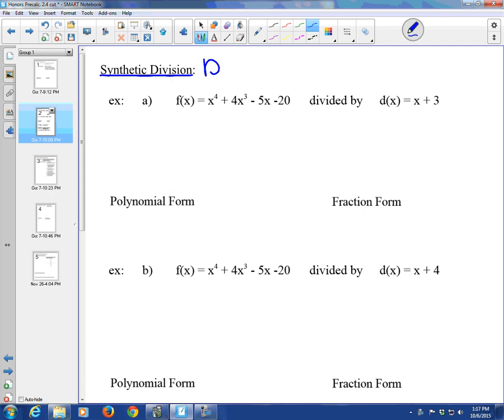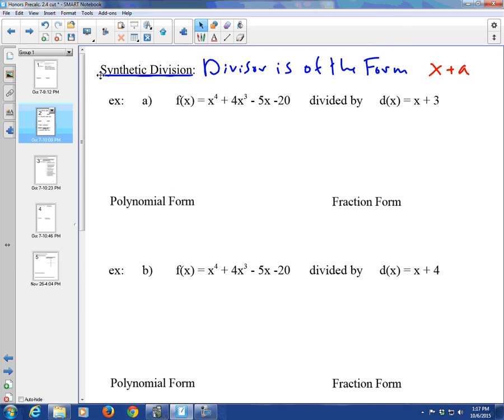Our divisor is a linear factor of the form x plus a. Now that a could be a positive or a negative number, but the thing to take note of is that we have a lead coefficient of 1, right? So if that lead coefficient is anything other than 1, we have to go back and use polynomial long division to do this division out.